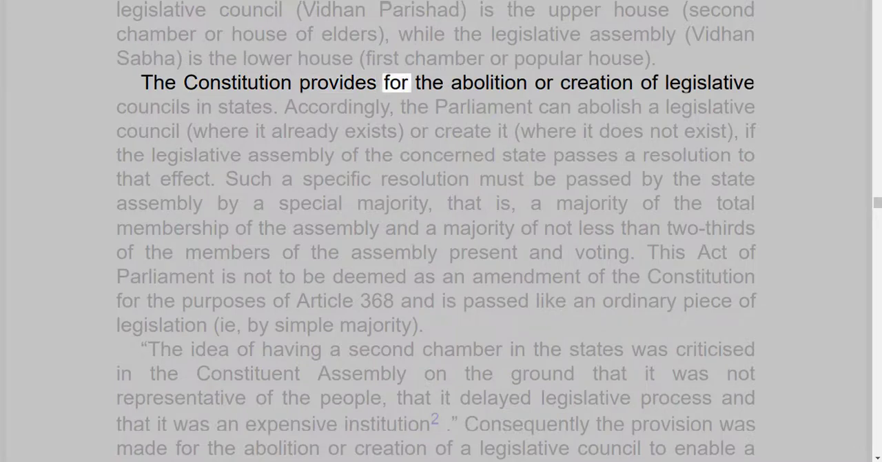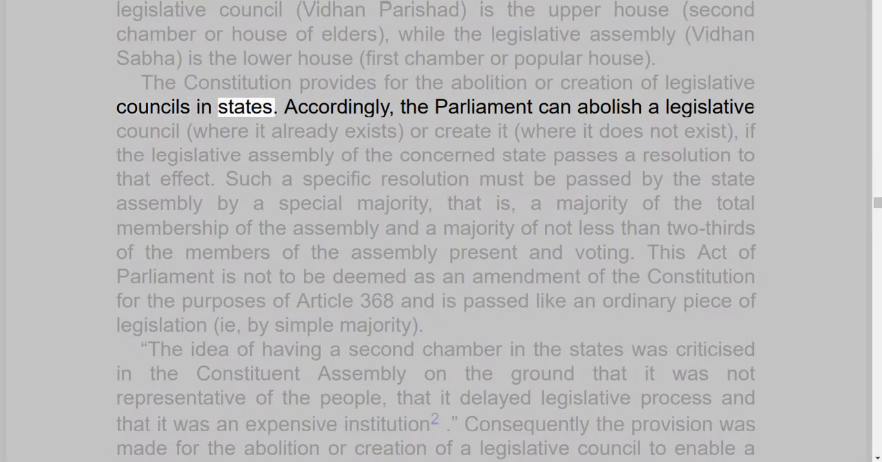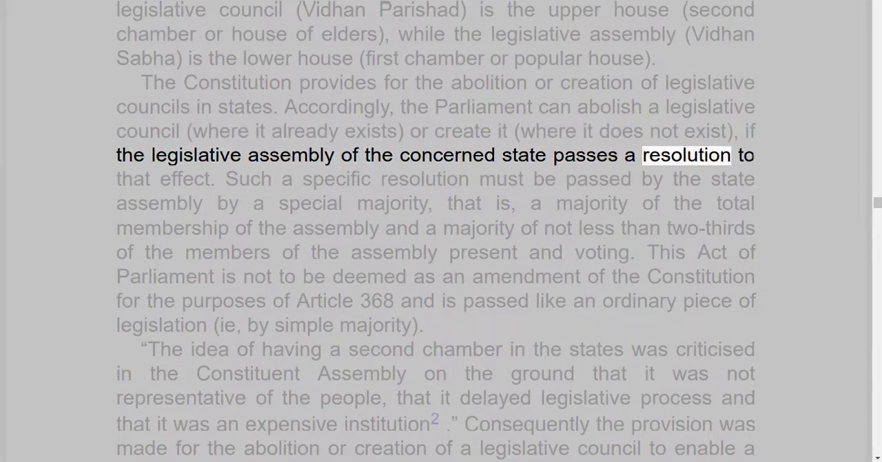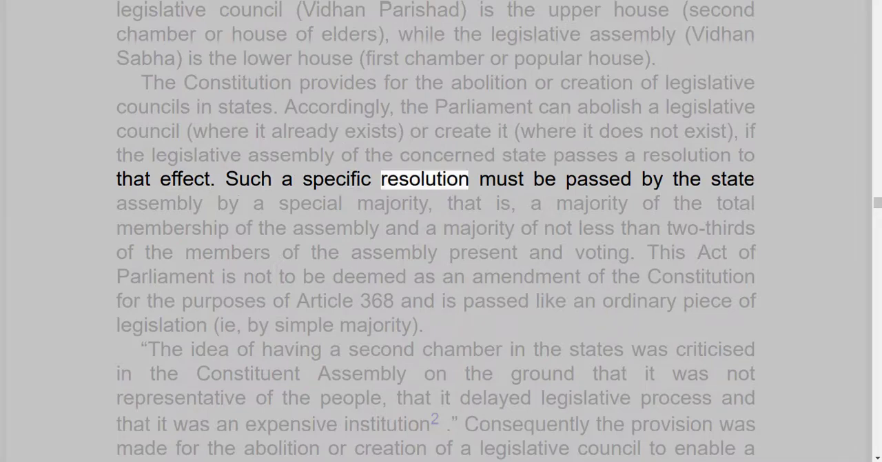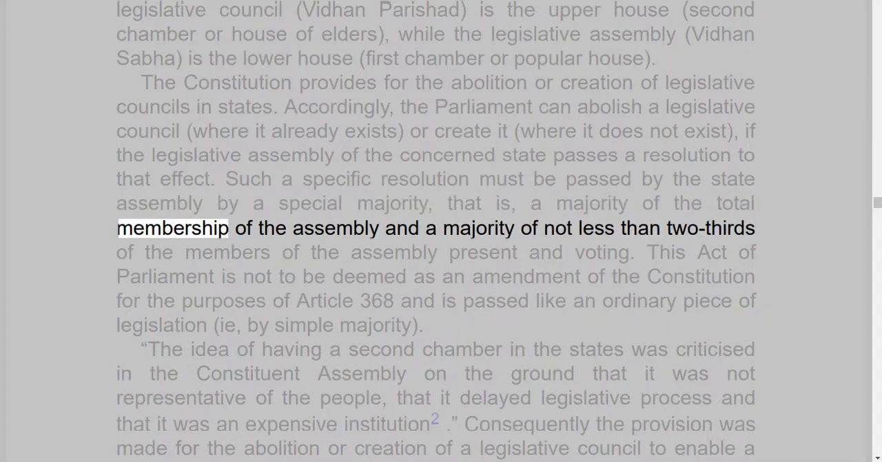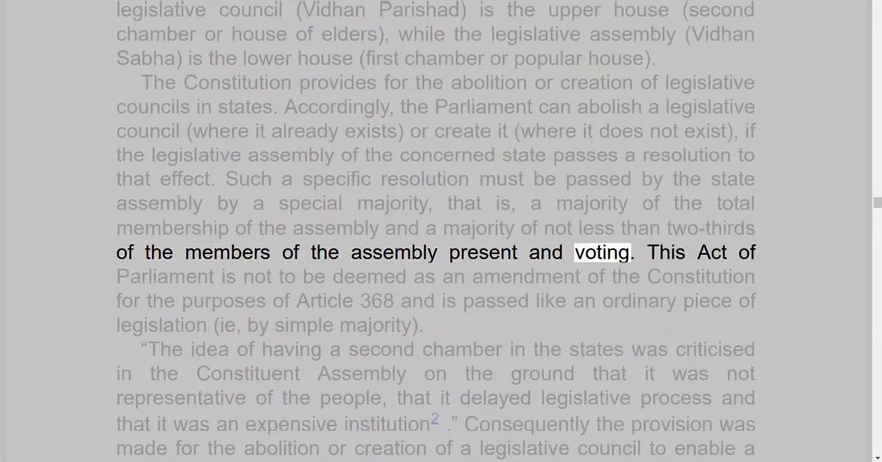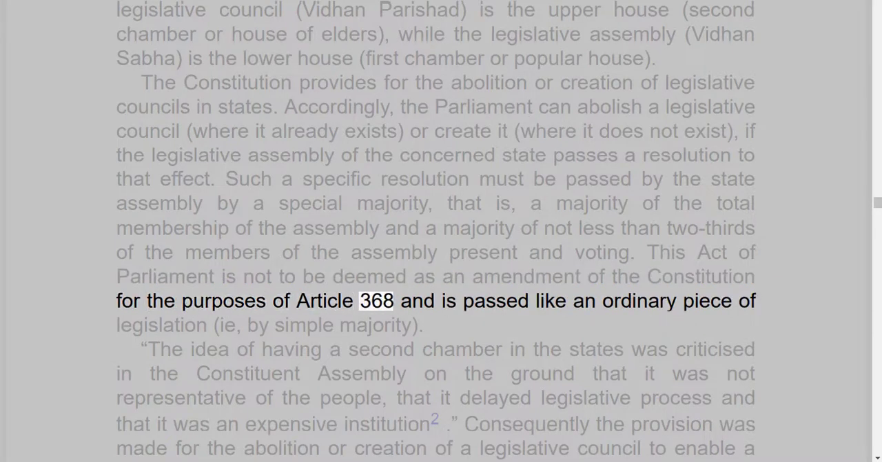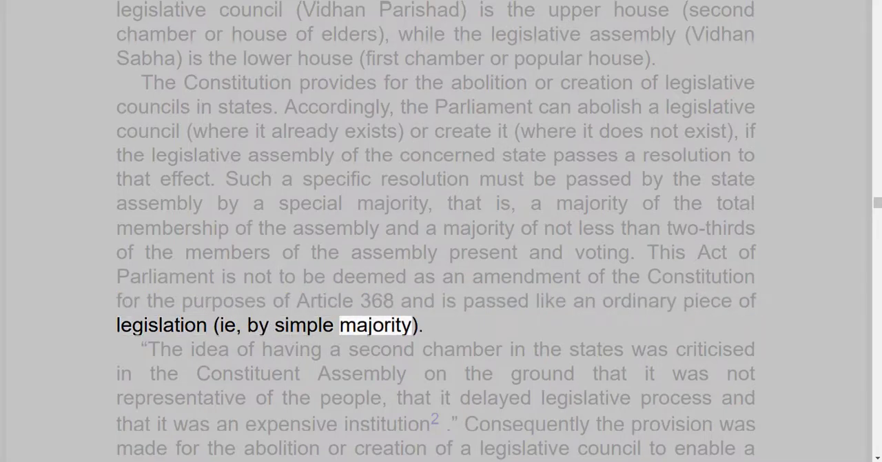The Constitution provides for the abolition or creation of legislative councils in states. Accordingly, the Parliament can abolish a legislative council where it already exists, or create it where it does not exist, if the legislative assembly of the concerned state passes a resolution to that effect. Such a specific resolution must be passed by the state assembly by a special majority, that is, a majority of the total membership of the assembly, and a majority of not less than 2/3 of the members of the assembly present and voting. This Act of Parliament is not to be deemed as an amendment of the Constitution for the purposes of Article 368 and is passed like an ordinary piece of legislation, i.e., by simple majority.